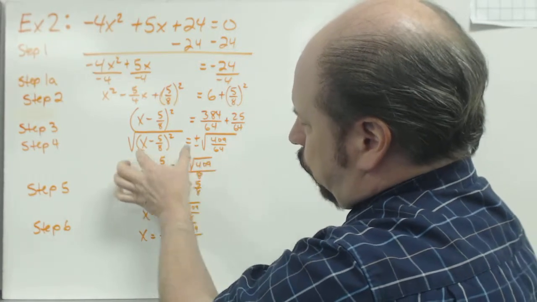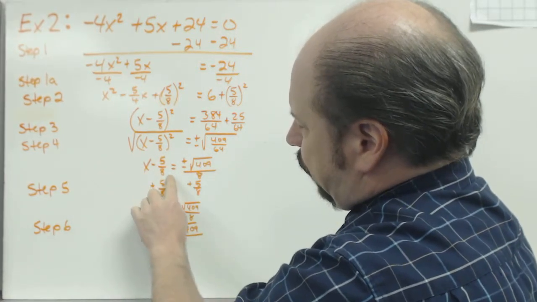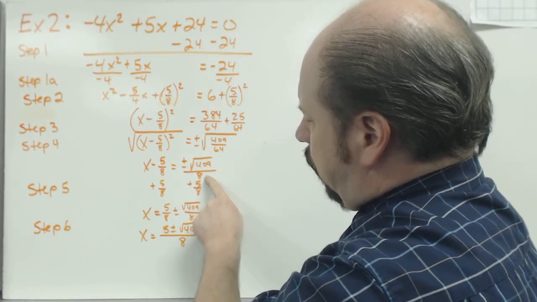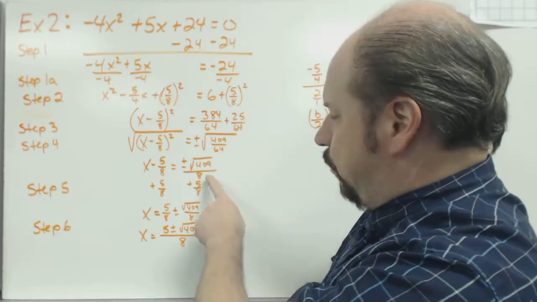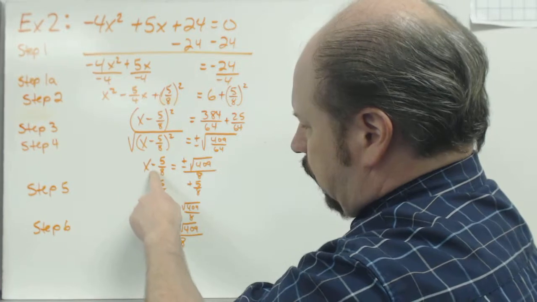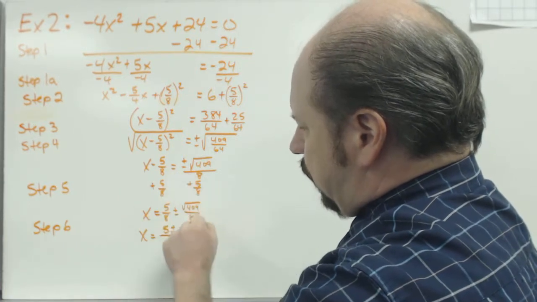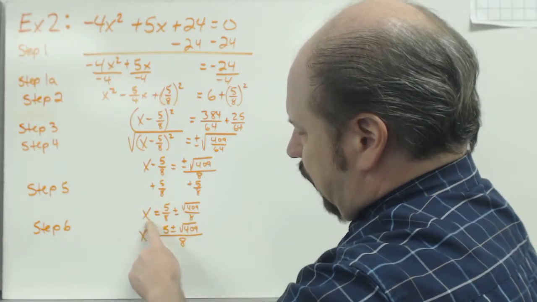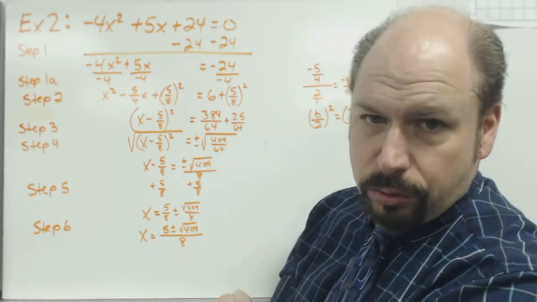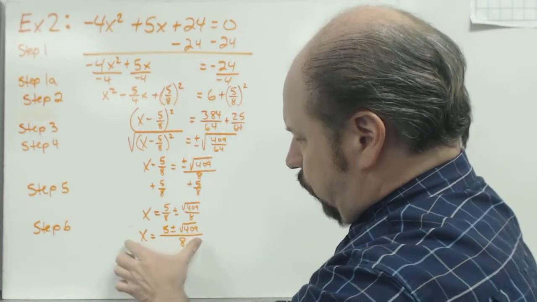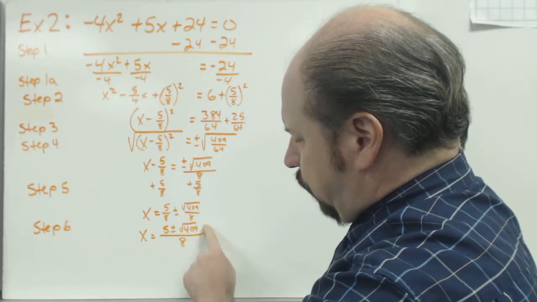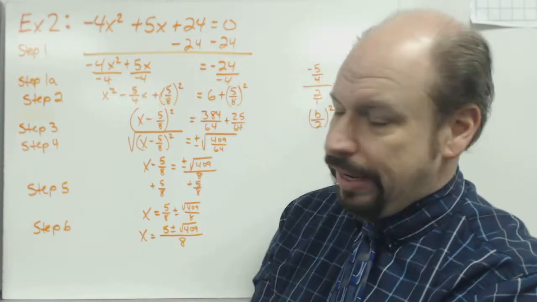So taking the square root of both sides, we get x minus 5/8 equals plus or minus the square root of 409. And the square root of 64 is 8. So that's why I wrote it as just 8 on the bottom and not as square root of 64. Okay, now go ahead and add 5/8 to both sides. So when we add 5/8, we get x equals 5/8 plus or minus the square root of 409 over 8. And then, step 6, rewrite it as one fraction. X equals 5 plus or minus square root of 409 all over 8.